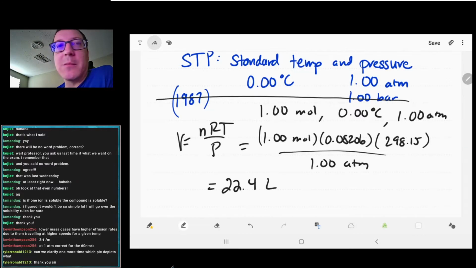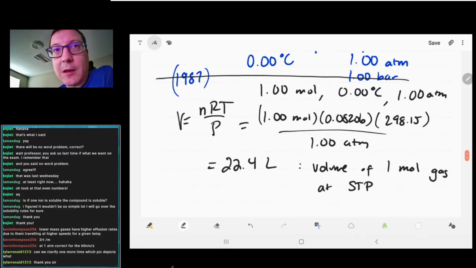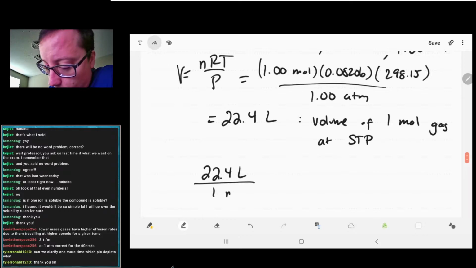This is a magic number that will allow us to do things if you are doing a problem that uses standard conditions. It is a handy number to have. This again is the volume of 1 mole of gas at STP. Since this is the ideal gas law, all the gases are the same, so we could apply this for any gas. This actually gives us a conversion factor that we could use to solve for things.